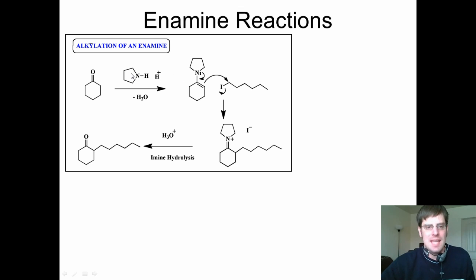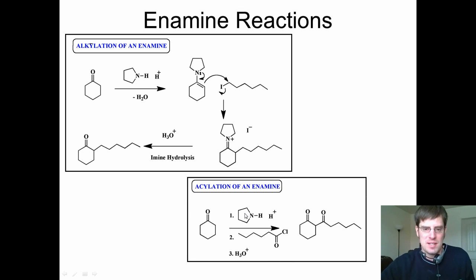You convert it to an imine first by reacting it with an amine, and then let that imine be treated with a base to convert into an enamine, and then the enamine reacted with an alkyl halide, and then you hydrolyze it with acid. That was a very long sentence, but here is another example.